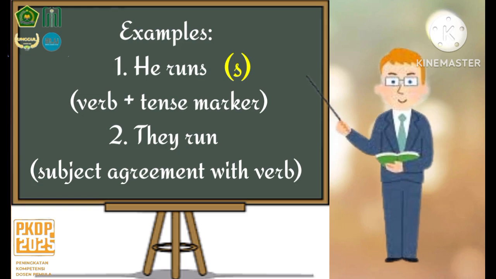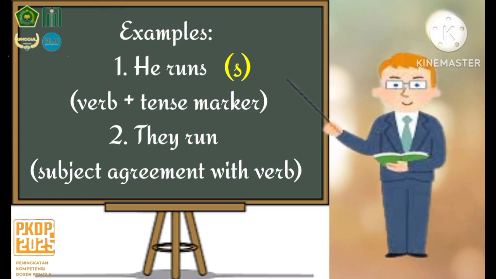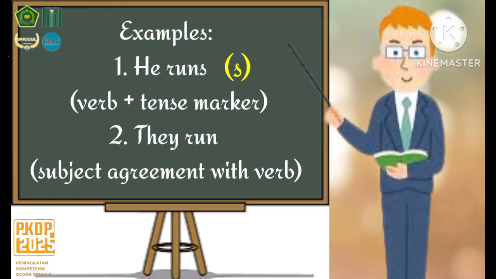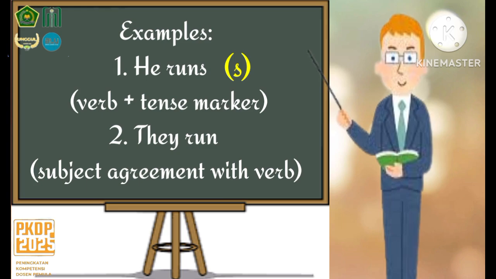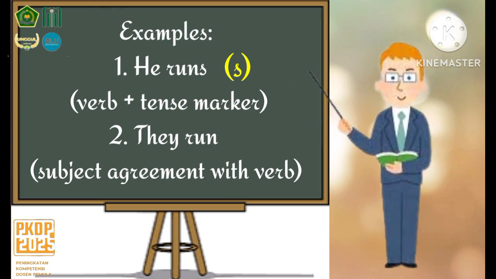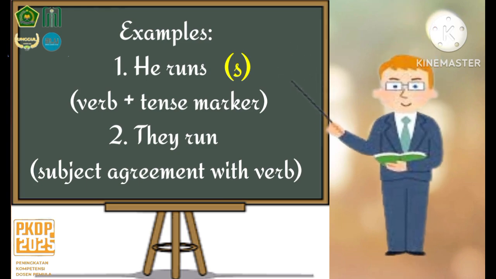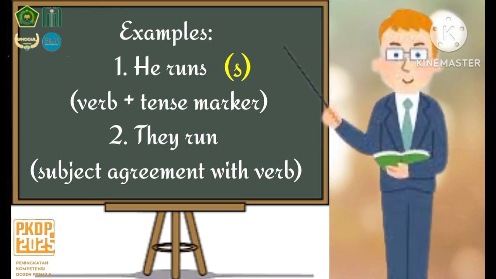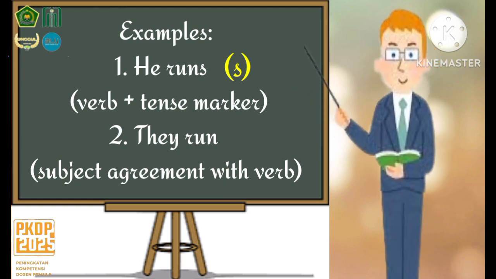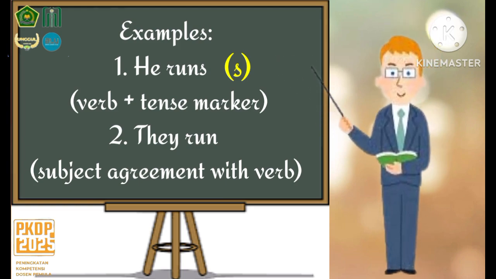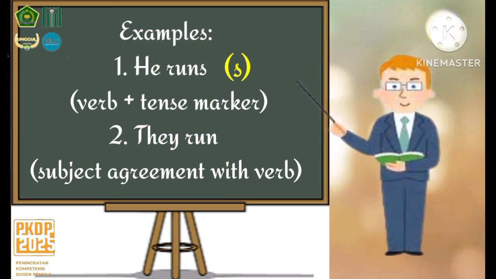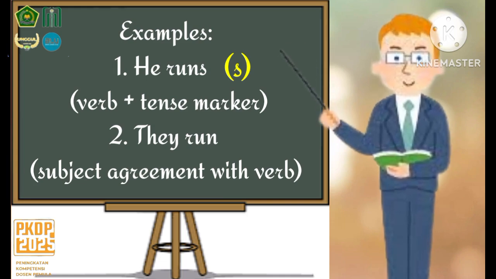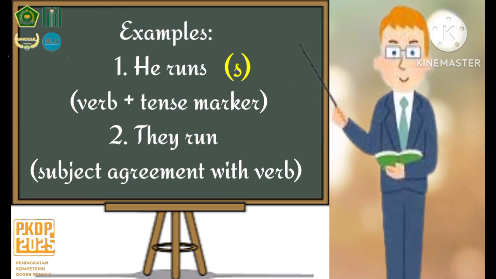The first example is he runs. In the first sentence, the verb plus tense marker: the verb run is added with the suffix s because there is the subject he. And the second example, or the second sentence, is they run. The verb run is not added with the suffix s because the subject is they.